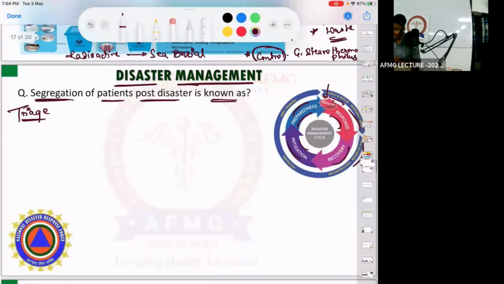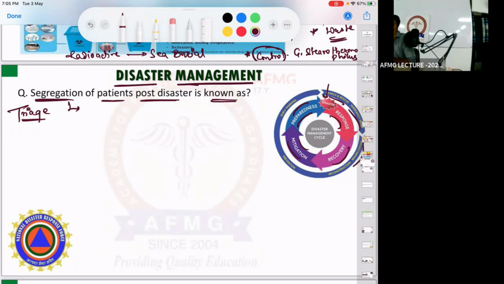Now, triage. An important thing I want to ask you: segregation of patients post disaster is known as triage, but it is based on two options. It is based on severity of injury or likelihood of survival. Those who say likelihood of survival, thank God. So it is likelihood of survival. Just remember it. Whoever has read severity of injury, understand one thing.